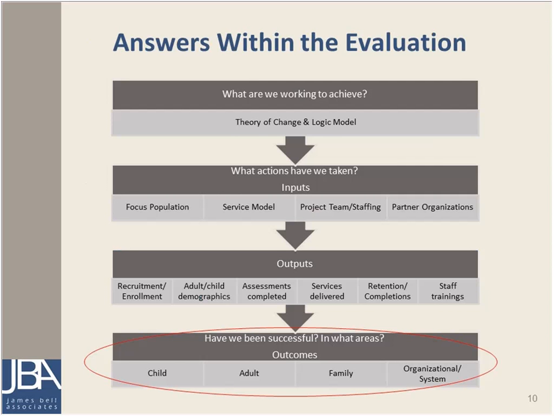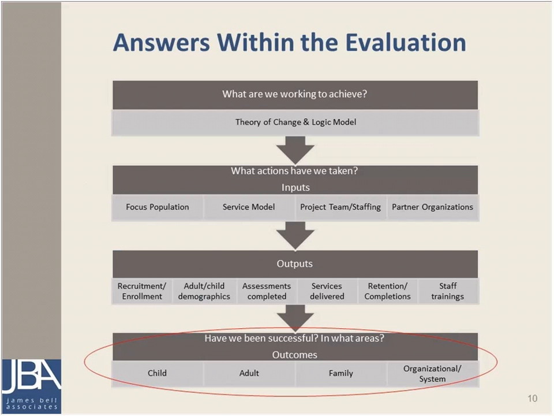The data that's needed to engage your current and future funders are in your evaluation findings and results. A graphic is displayed beneath the heading Answers within the evaluation. The graphic includes 4 rows. The top segment of the first row includes the key question, what are we working to achieve? The bottom segment of the row indicates the associated aspects of the evaluation that provide the answer, the theory of change and logic model. The question, what actions have we taken? And the word inputs appears in the top segment of the second row.